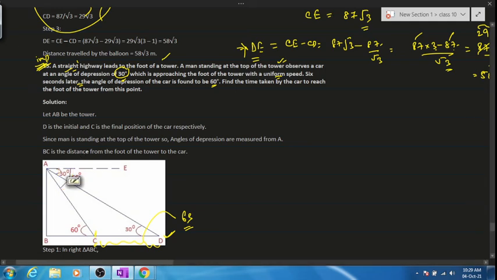Confirm, boys. They are asking you what is the amount of time taken by the car to reach from point C to point D. Is it clear? I hope people have seen cars. Yes or no? Confirm, boys.